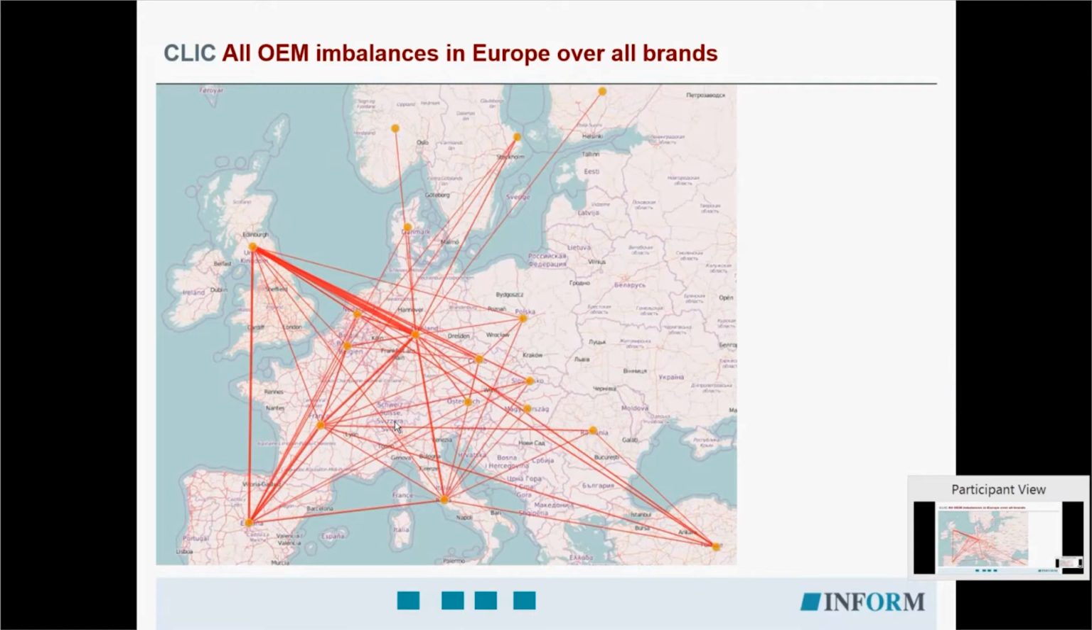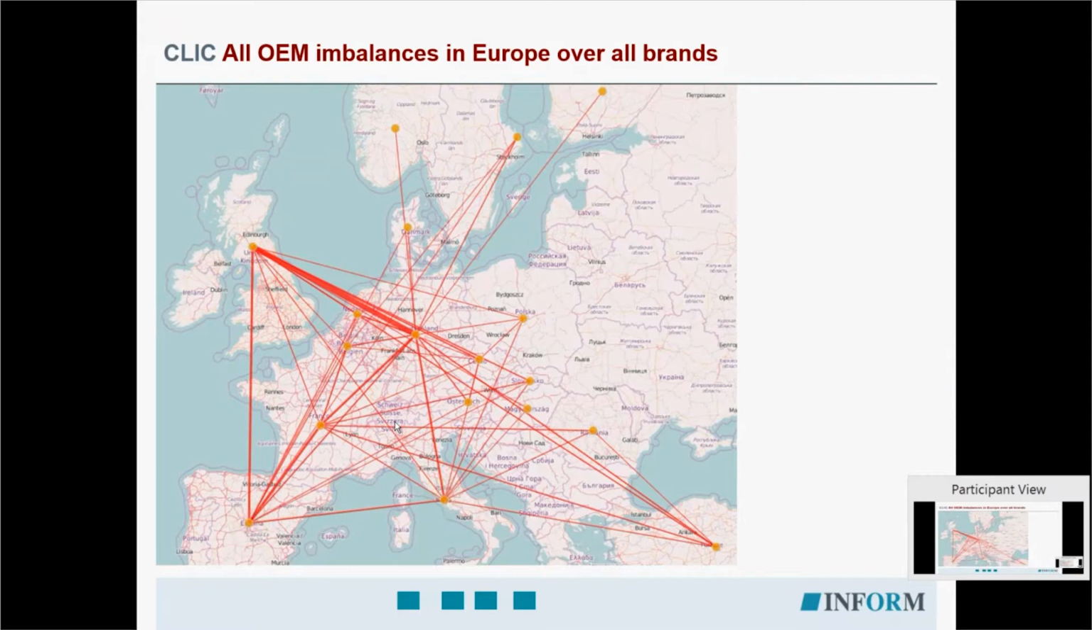So this picture now shows you where the imbalanced flows are. There are a lot of imbalanced flows between the UK and Germany, and this has a lot to do with there being many German cars going to the UK and very few UK cars going to Germany. You also see imbalanced flows between the UK and Spain, Spain and Italy.